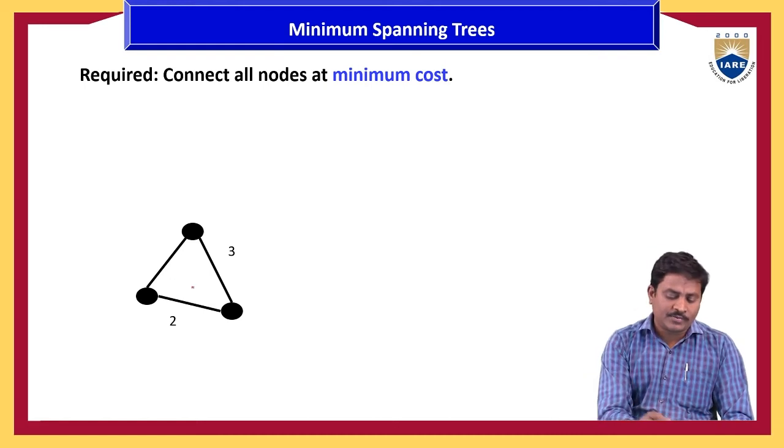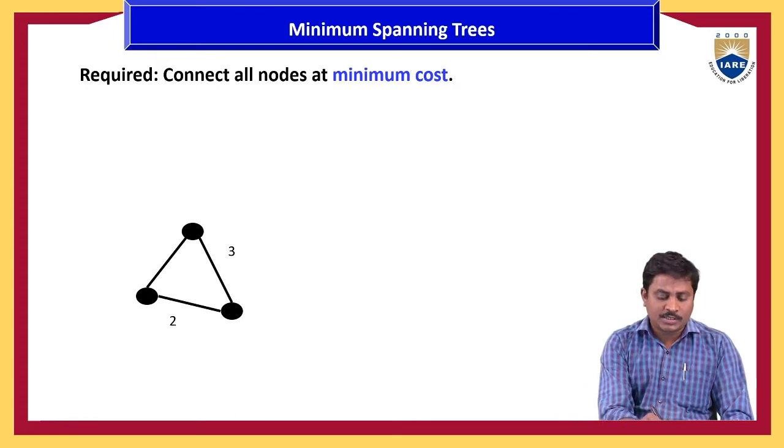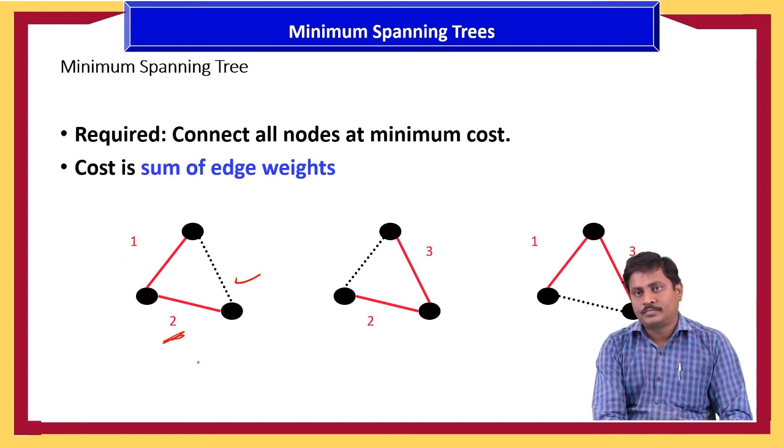Now this is the given graph. It consists of the cost values 2, 3. This is an edge cost, and this is another edge cost. Now here you see this edge cost value is 1. This edge cost value is 2. Here 2, 3. This edge cost value is 3. This edge cost value is 1.